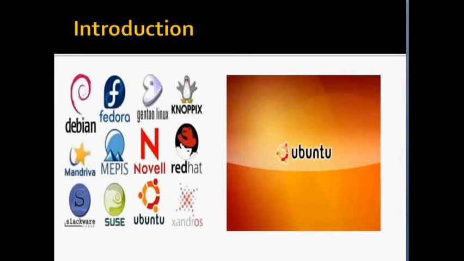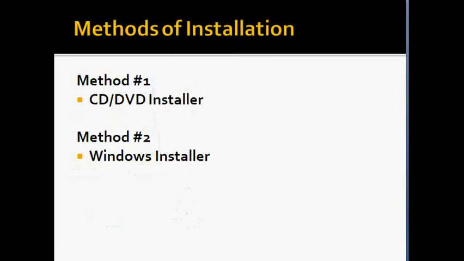Ubuntu is a Debian-based Linux operating system and distribution for personal computers, smartphones, and network servers. Some of the methods of installation are the CD/DVD installer and the Windows installer.